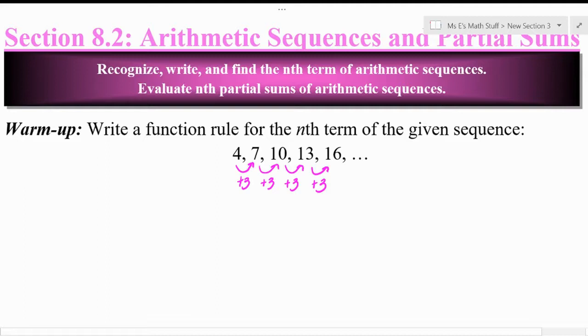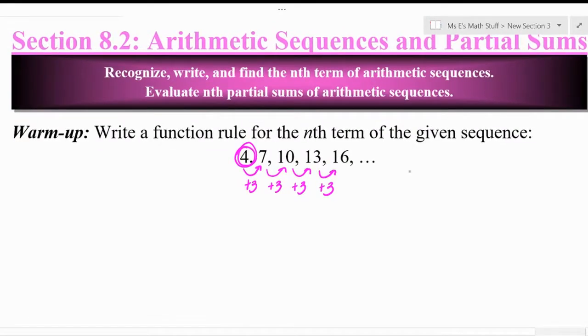So the way that you could write the function rule in probably one of the more complicated manners for the nth term would be to just show how many of those 3's have you added to the initial value to get to the term you're on. So for example, the 7 is your second term. So a sub 2 means second term. So your second term was found by taking that initial value of 4 and adding 1 3 to it, if that makes sense.